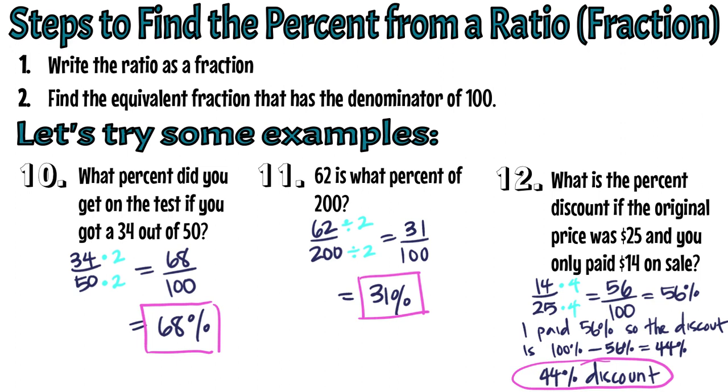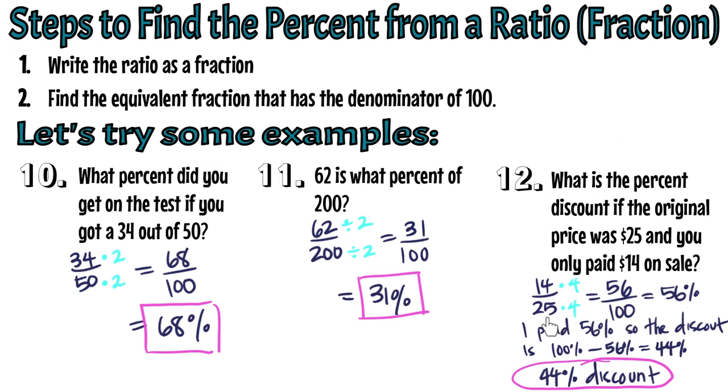The question says, what is the percent discount if the original price was $25 and you only paid $14 on sale? So the first thing you want to do here is set up a ratio. The price that you paid is $14. The original price was $25. So we're creating a ratio to represent the price you paid over the original price. We want to write this as a percent. What percent did you pay?